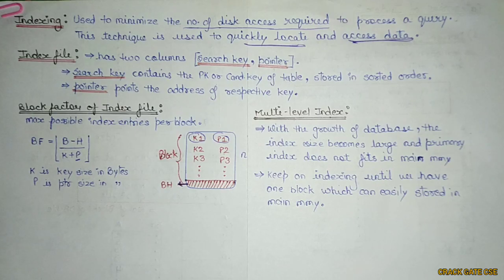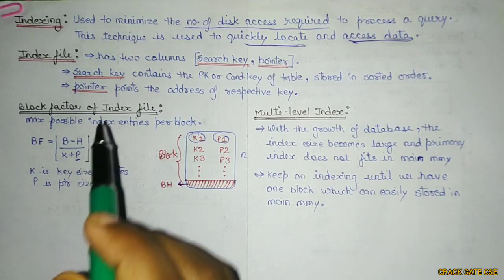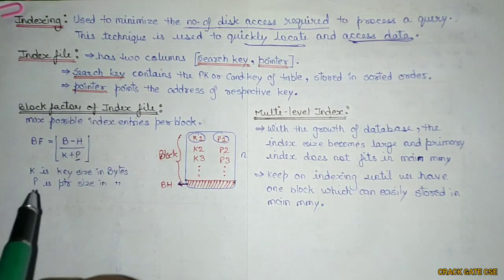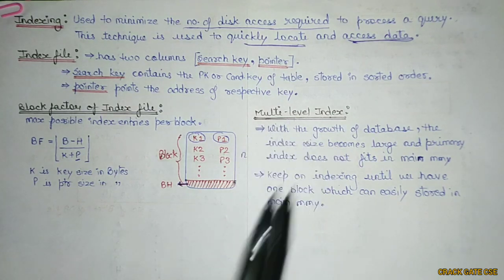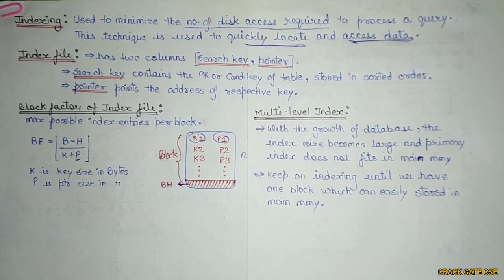Hello friends, welcome to Crack Kit CSE, and in this series of database we are continuing with our file organization and indexing lectures. So in the continuation today we will be understanding what is indexing, what is an index file, how you can find out the block factor for an index file, and what is multi-level indexing and why we are moving on to the multi-level index. So we will be understanding all these things in detail, right?